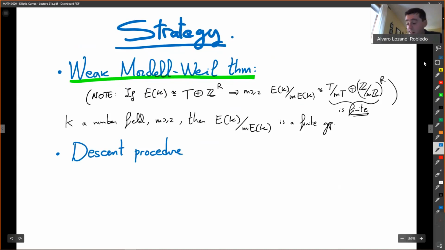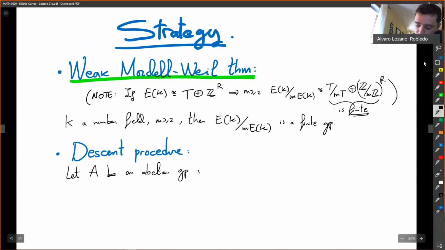And this is just a group theoretic proposition that is going to say the following: let A be an abelian group, and with a reasonable notion of a height function. We will work on heights later on, with a height function.